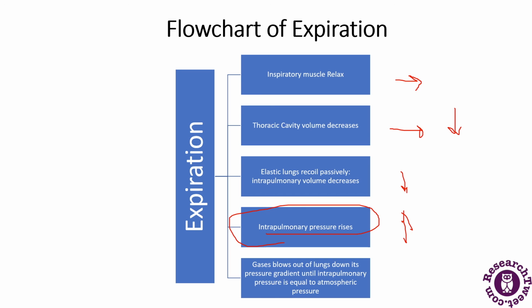The gas, for example carbon dioxide here, is exhaled out of the lungs down its pressure gradient, until the intrapulmonary pressure is equal to the atmospheric pressure.